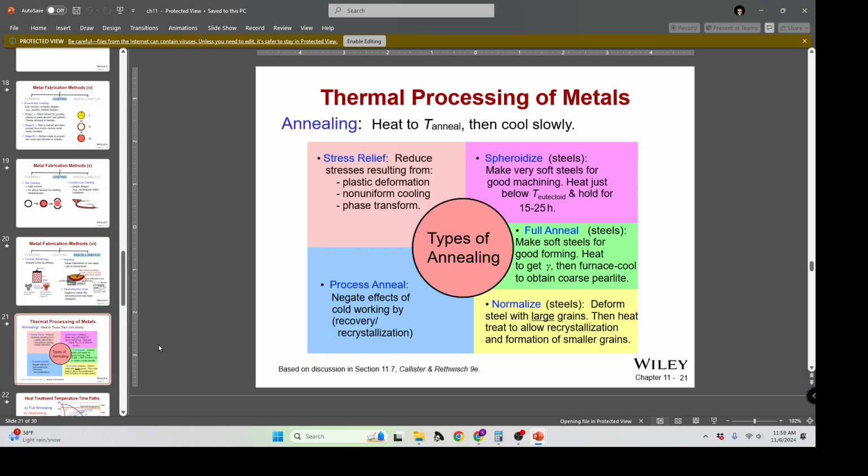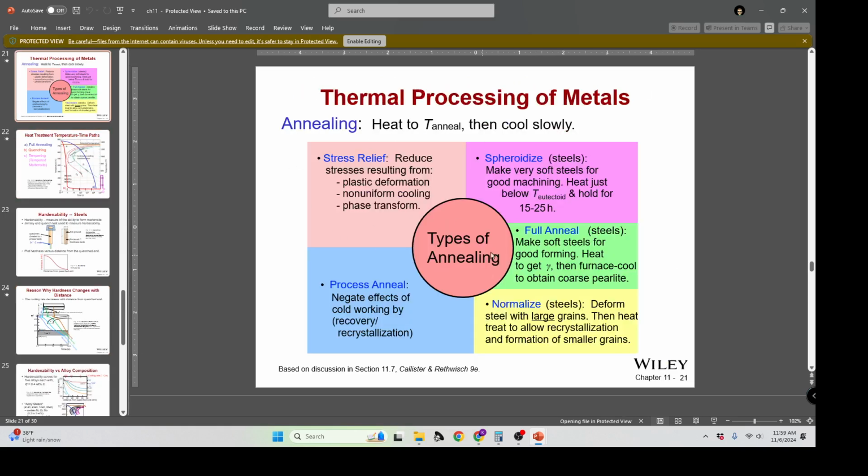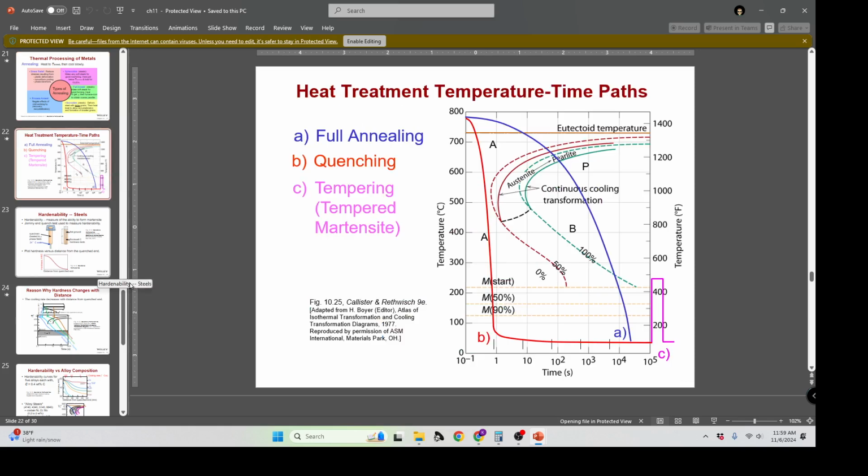Welding, you will do later in the semester, so we've talked about that a bit, joining the types. There are different types of annealing depending on your goals: to relieve the stress, to make it easy to machine, negate the cold working effects, and bring back some of the ductility. A lot of different ways you might want to do that, depending on how you quench it, how quickly, and to what temperature. Full annealing is very slow cooling. Quenching is rapid, and tempering is bringing the temperature back up to normalize some of the stresses from quenching.